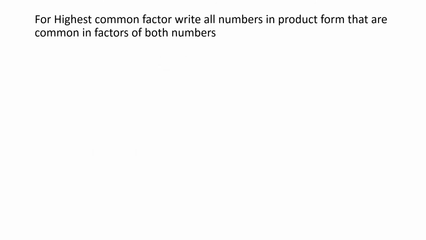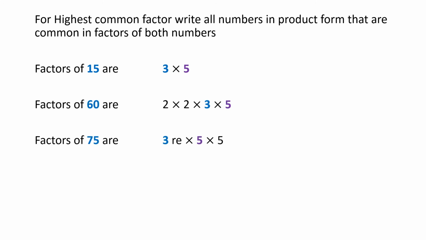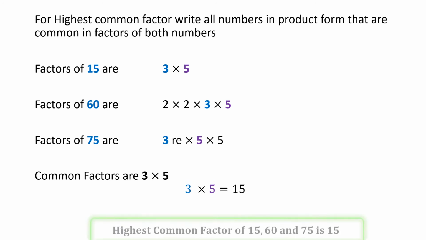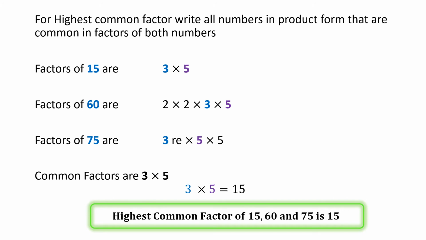For the highest common factor, write all numbers in product form that are common in the factors of the numbers. Factors of 15 are 3 and 5. Factors of 60 are 2, 2, 3, 5, and factors of 75 are 3, 5, 5. So, the common factors are 3 and 5. By multiplying these common factors we have 15 as a result. Therefore, the highest common factor of 15, 60, and 75 is 15.